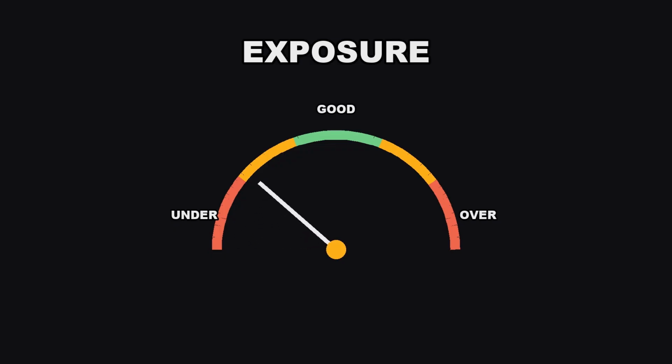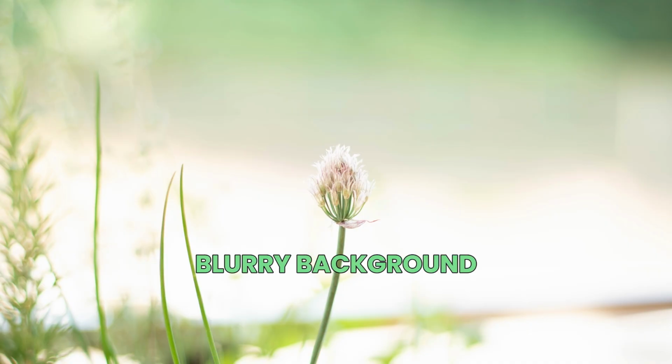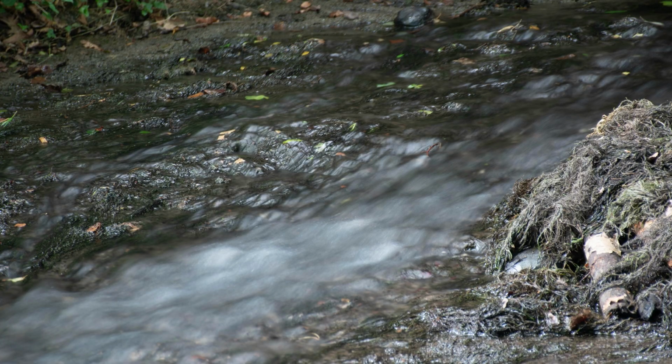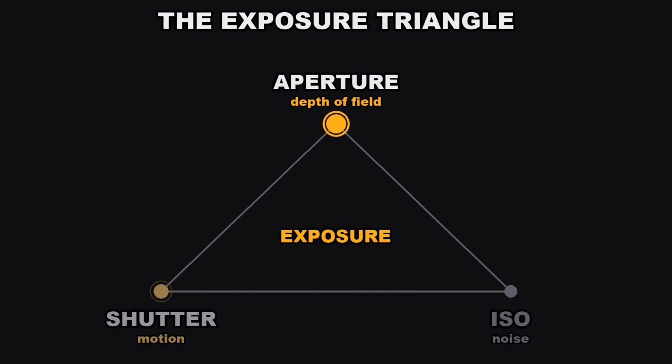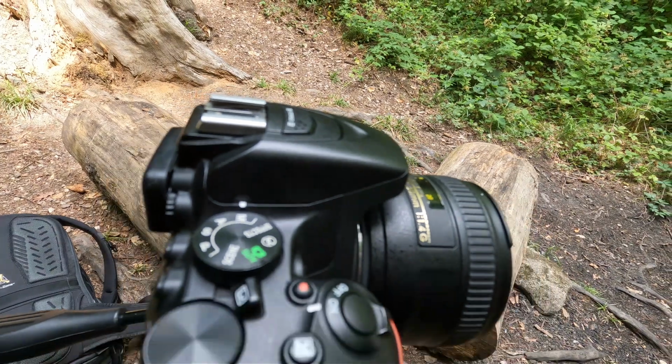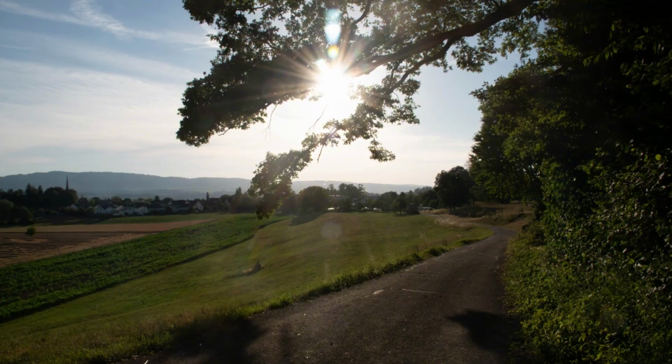But they don't look the same because of those side effects. Open the aperture, you get a blurry background. Slow the shutter, motion smears. Raise ISO, grain creeps in. So exposure isn't about finding the one right answer, it's about deciding which side effect you want and letting the other two balance around it. That's the whole skill.